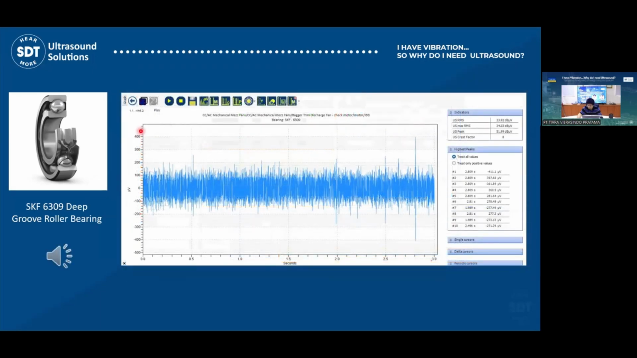This is the time waveform, and the y-axis is around 500 microvolt. That is what you hear in the sound. The sound was just collected, only 3 seconds is enough for this machine. The RMS is around 33 decibel microvolt, and the sound is pretty good. It's just a stable sound, and the time waveform is a good pattern. It's very stable.